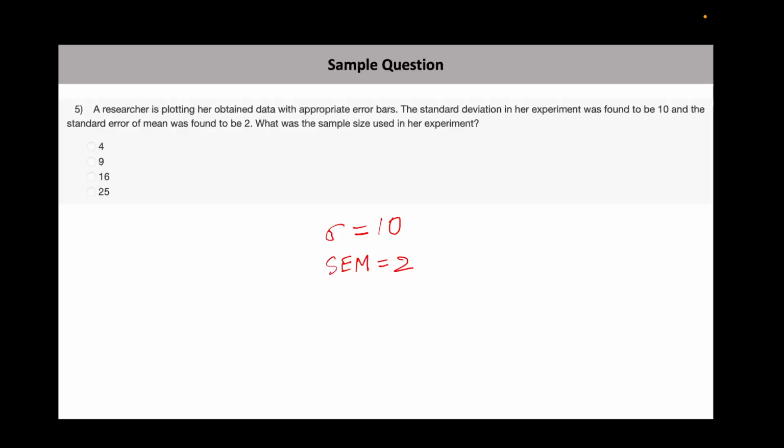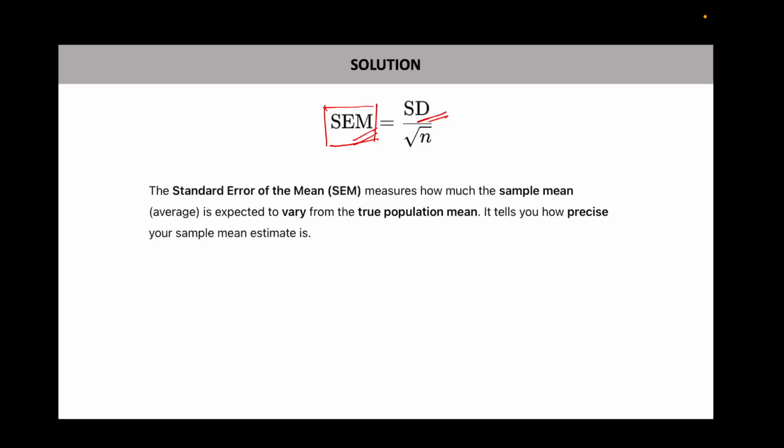Okay, so let's solve this. Now there is a new term. This is the relation between standard deviation and standard error of mean. Standard deviation we have already understood in the previous questions, and now there is a new term here, which is called standard error of mean. Now what is standard error of mean?